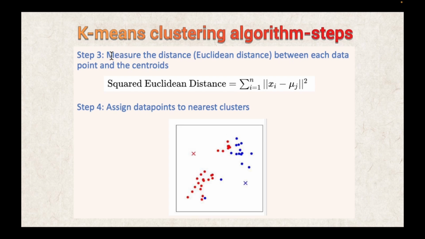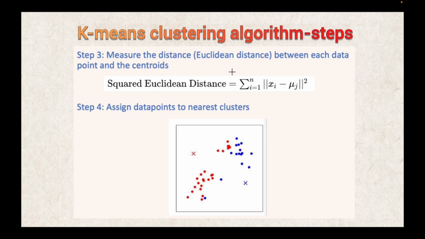So in step 3, we calculate the distance between each data point and the centroid. Here we use what is called Euclidean distance, and we are going to compute the distance like this. Mu is nothing but the centroid, and j depends on the number of clusters that you have, and x are the data points. Each data point can have multiple dimensions, depending on how many features it has.